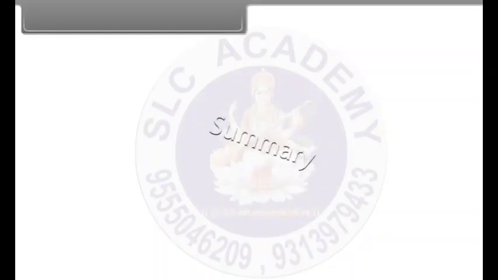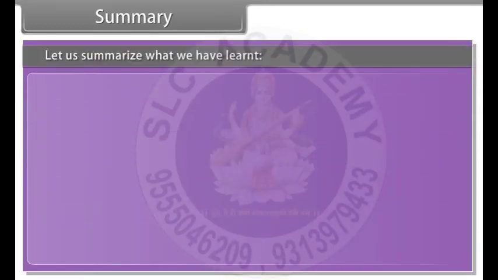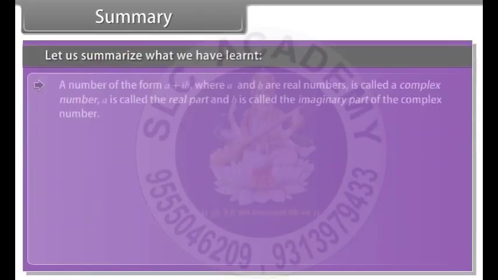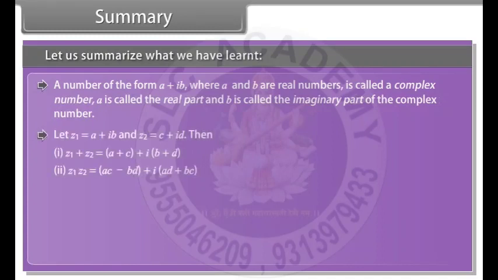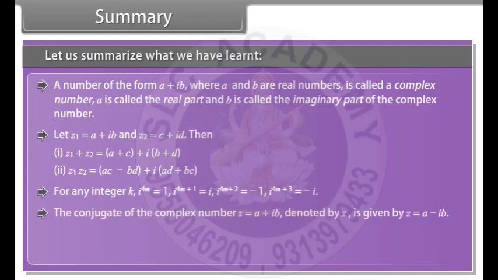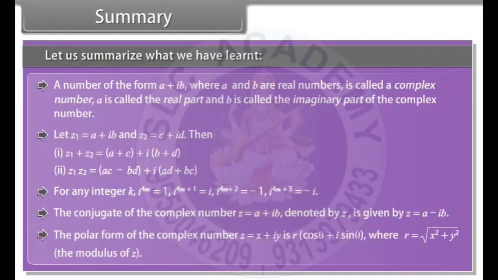Summary. Let us summarize what we have learned. A number of the form a plus ib, where a and b are real numbers, is called a complex number. A is called the real part and b is called the imaginary part of the complex number. The conjugate of the complex number z is given by z bar. The polar form of the complex number is also given.